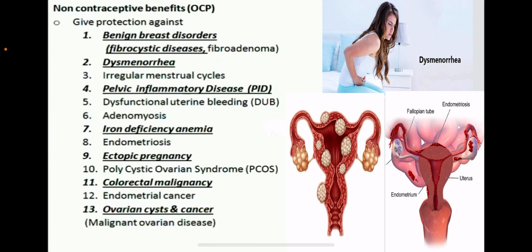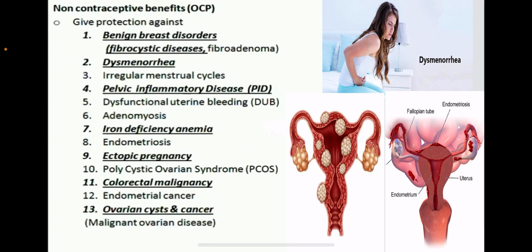And apart from that, we also see that it has been protective in cases of benign breast disorders like fibrocystic diseases, fibroadenomas, ovarian cyst and dysmenorrhea, irregular menstrual cycles. So in cases of dysmenorrhea, irregular menstrual cycles, pelvic inflammatory diseases, dysfunctional uterine bleeding, DUB, all of these chapters we have dealt in OBG, and also the respective videos are available in the playlist.